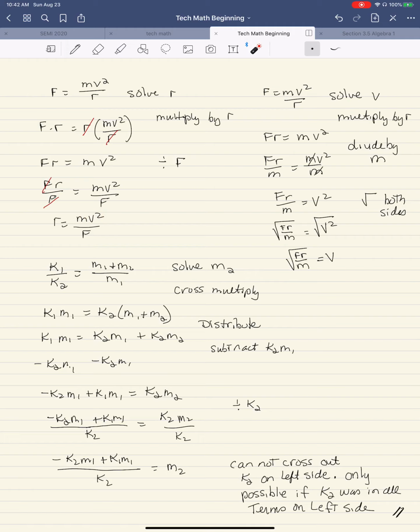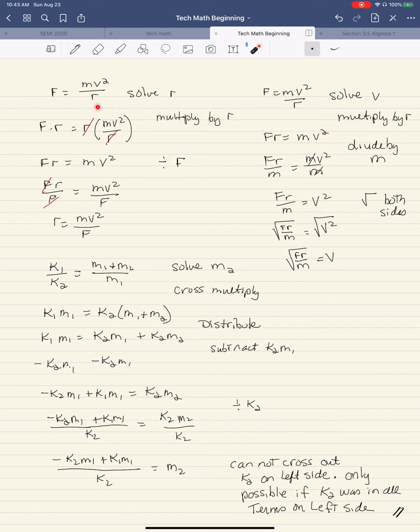Let's look at this same problem again, and this time I want to solve it for v. And notice v is squared, so the last step I'm going to have to do is take the square root of both sides, but first I have to isolate the v squared. This problem starts out the exact same way. Multiply both sides by r. So I get f times r equals mv squared.